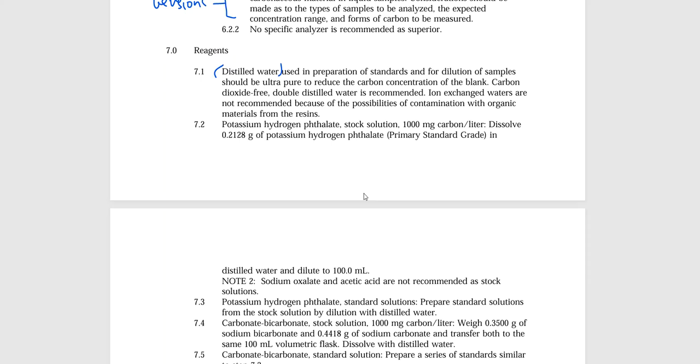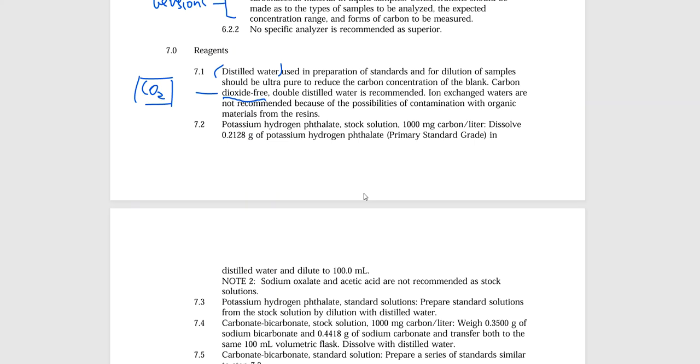It says carbon dioxide free double distilled water is recommended. The reason is because carbon dioxide is CO2. If CO2 is in the water sample, then CO2 is contaminating everything. And the whole purpose of this is to measure the CO2 that comes out of the back end of the machine. So if CO2 is there, it's going to be present. It's going to mess my results, and now I've got a problem if I'm not very careful. So that is why it specifically says carbon dioxide free water.